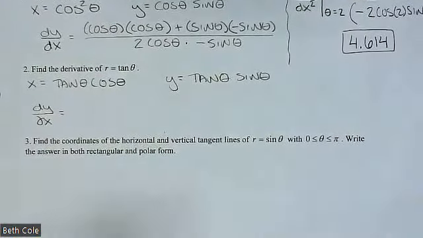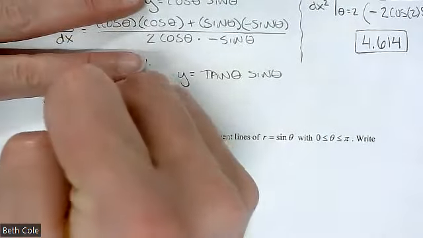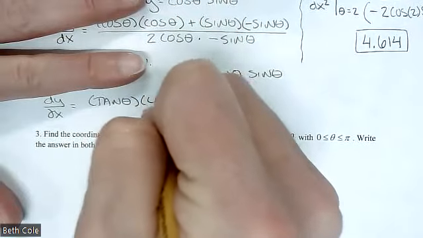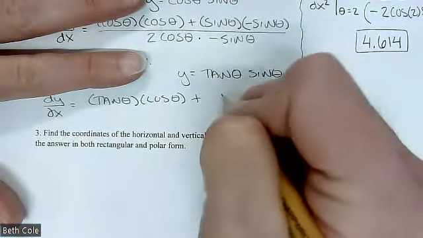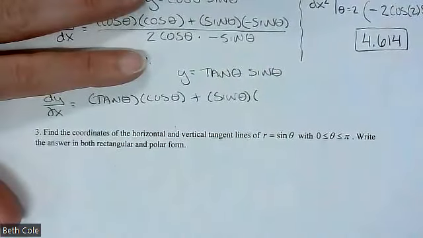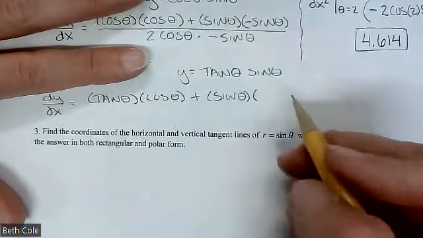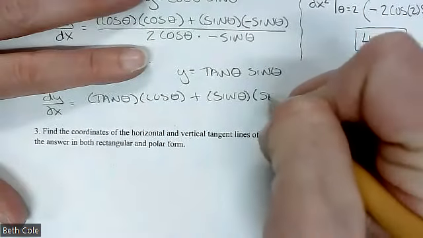All right, so we're going to do dy/d theta first. So it will be first, just tangent, derivative of sine, which is cosine, plus sine theta, and then derivative of tangent. Derivative of tangent. Good.